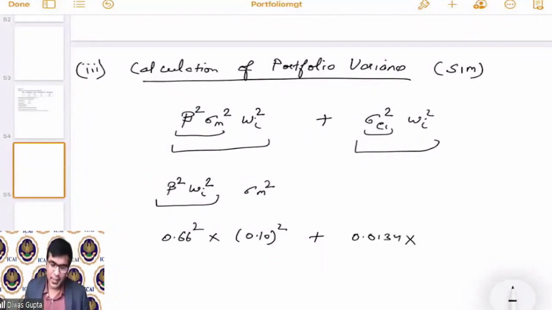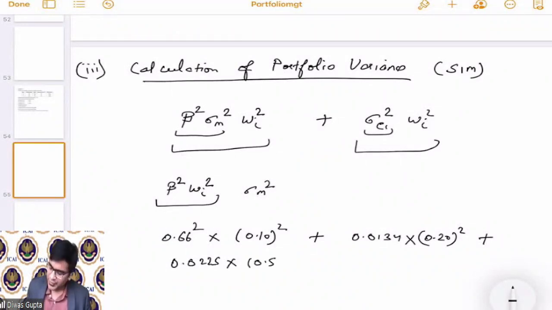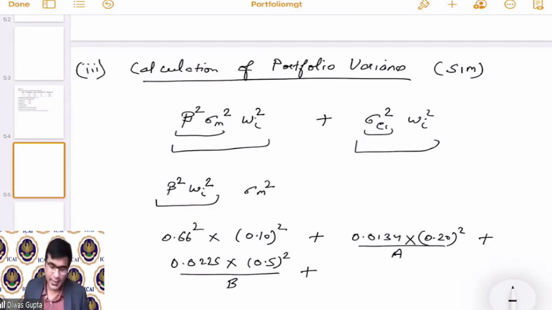The first one is what? 0.0134 multiplied by what is the weight? 0.20 square. Correct? Then the next one is 0.0225 multiplied by 0.5 square, because the weight is 0.5 for B. This is for A security, this is for B security, and the last one is for the C security, which is 0.0879 multiplied by 0.30 square.